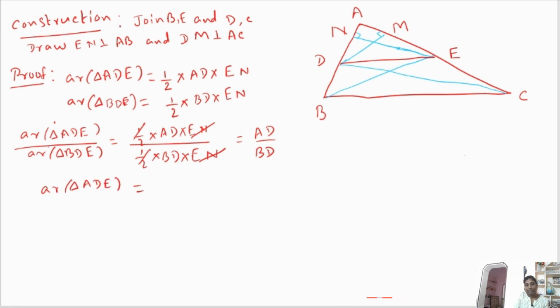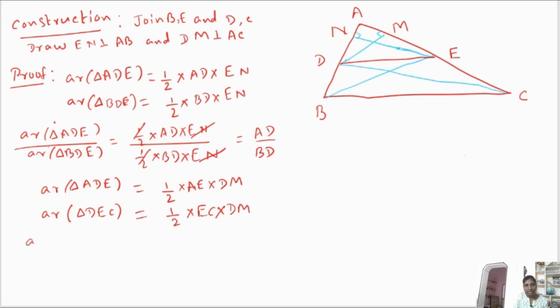Now let us find another triangle's area, the area of triangle ADE. We will take the same formula, half into base into height, but this time we will take AE as base and DM as height. Now we will take triangle DEC. Same formula, half into base. What is the base for this triangle? EC. And the same concept here, what is the height? We will get the height outside, so DM.